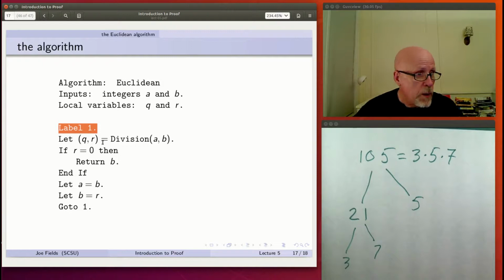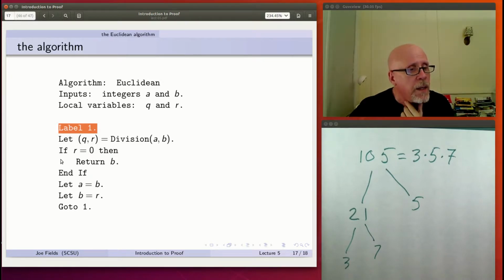So first, we just calculate Q and R from the division algorithm with A and B as its inputs. That's what the algorithm we previously defined did. It took A and B and produced the quotient and remainder. And here's our stopping criterion. This is where we'll jump out of the loop and actually exit the program. And if R happens to be 0, you're done. Now, how do we know that R will eventually hit 0?